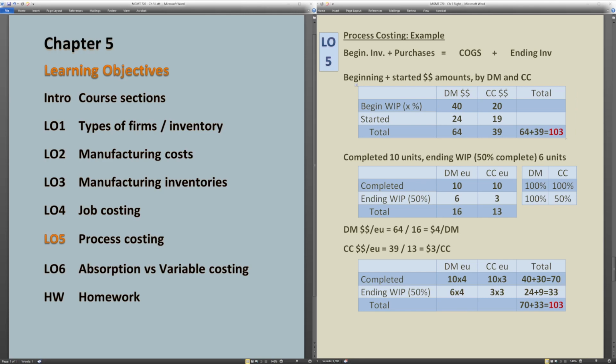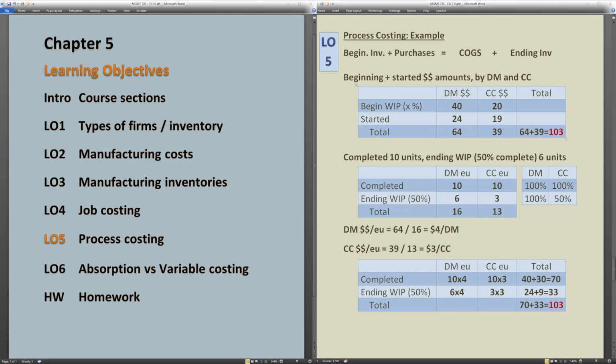So they say, okay, beginning work in process has $40 in direct materials and $20 in conversion costs. During the month or during the period, we started a number of other items, and the breakdown between direct materials and conversion costs were 24 and 19. So what we need to do is add up the direct materials and add up the conversion cost dollars. So between beginning work in process and started, it's $64 for direct materials and it's $39 for conversion costs.